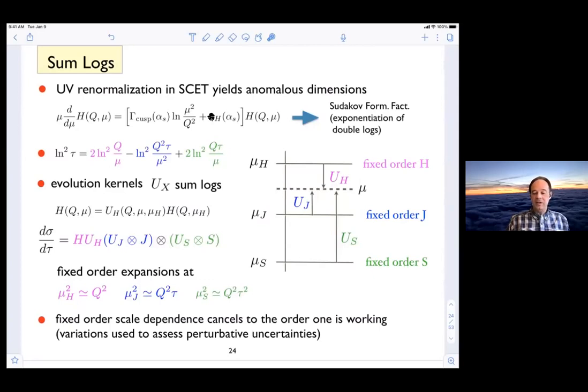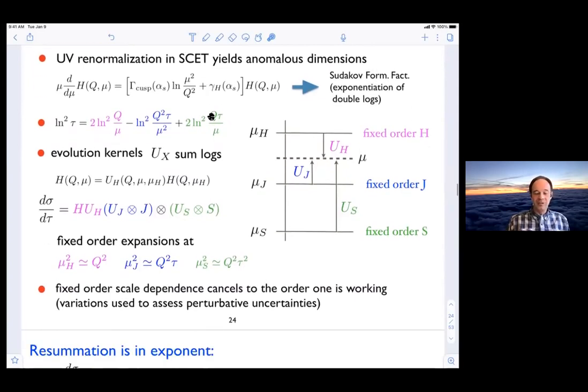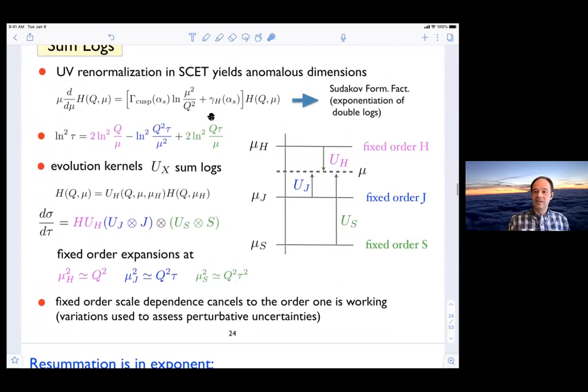And then you can vary these scales, these fixed order scales. The dependence on those fixed order scales will cancel out order by order in perturbation theory. So as you go to higher order, you should get less and less sensitive to those scales, and that's a way of assessing uncertainties in the summation of logarithms. So when I draw bands from doing some calculation, it's because I'm varying scales like those ones.